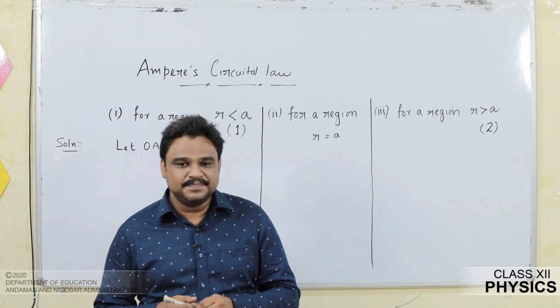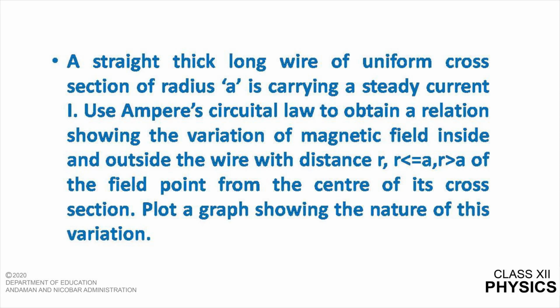What the question says: a straight, thick, long wire of uniform cross section of radius A is carrying a current I. Use Ampere's circuital law to obtain a relation showing the variation of magnetic field inside and outside the wire with distance r. What about the three cases? r less than A, r equal to A, or r greater than A of the field point from the center of its cross section. And also plot a graph showing the nature of this variation.